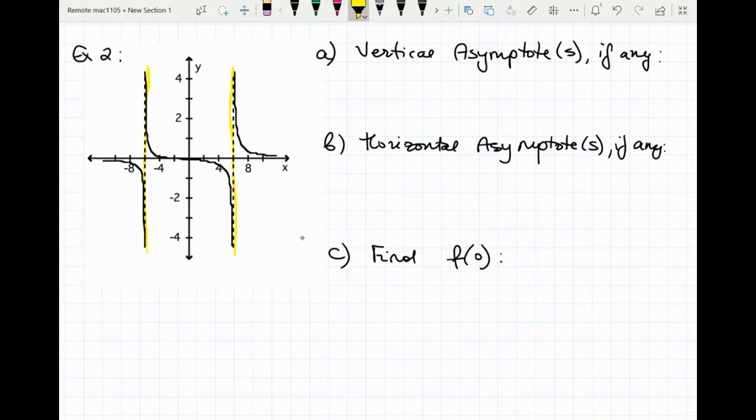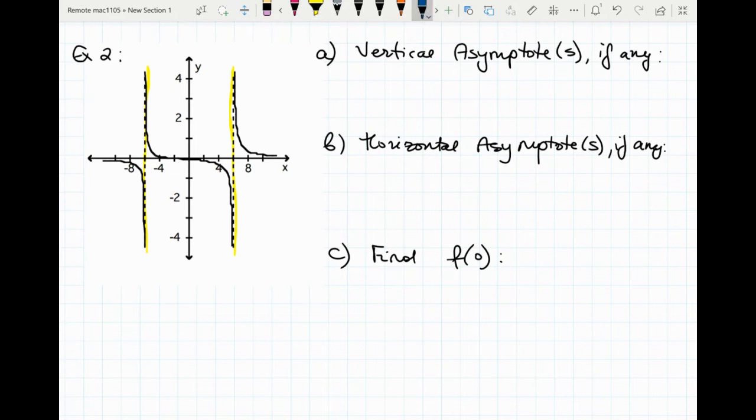So this is 2, 4, 6, 8. So it looks like it's at x equals 6, right? Again, if you didn't have the dotted lines, you would look at the behavior of the branches of the rational function. They seem to want to get as close as possible to this line, but never cross or touch it. So these would be our vertical asymptotes.